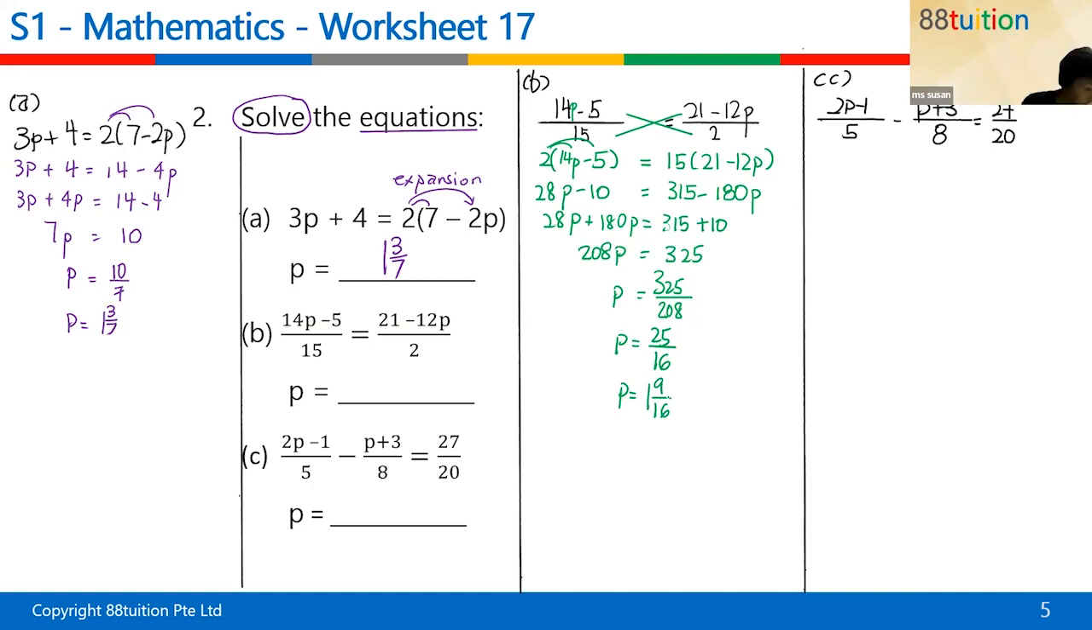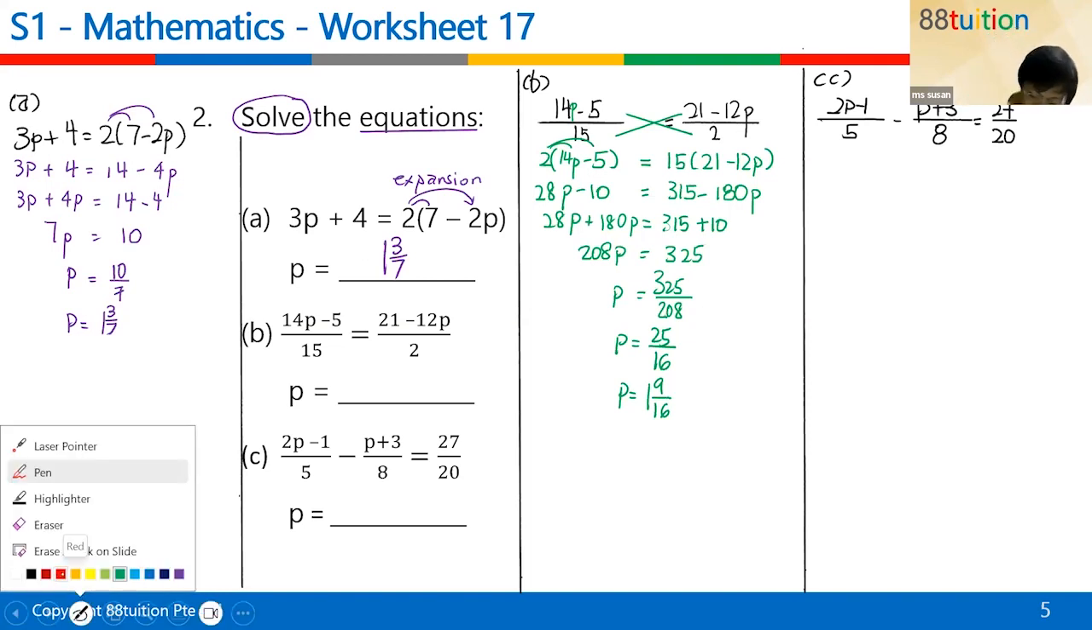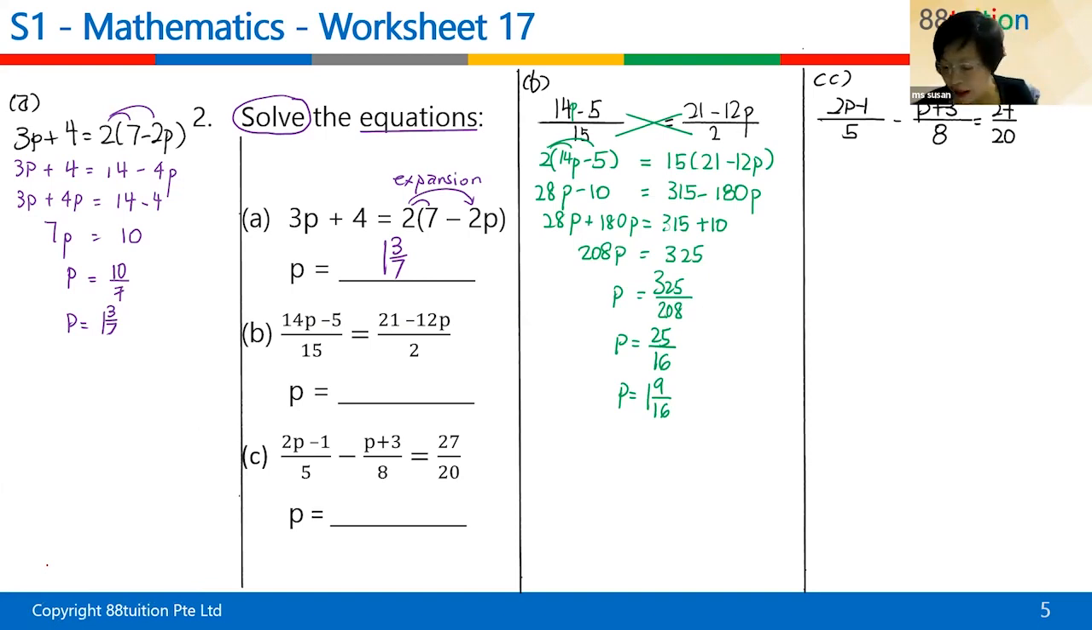All right. Next question, C. What you have here is also fractions, but now you have more fractions to solve. Okay, look here. You have 2p minus 1 over 5. I'm not at part C. Okay, let me do this. I have to change this into what do you call that? A single fraction. So to change into a single fraction, I must have a common denominator, and my lowest common multiple will be 40.